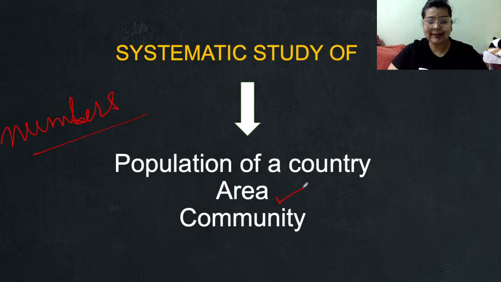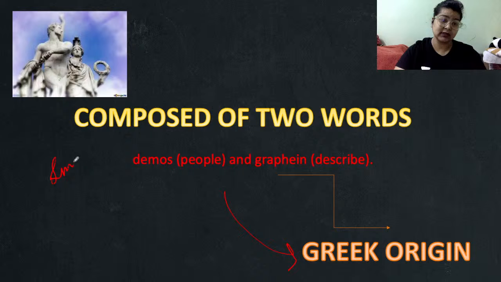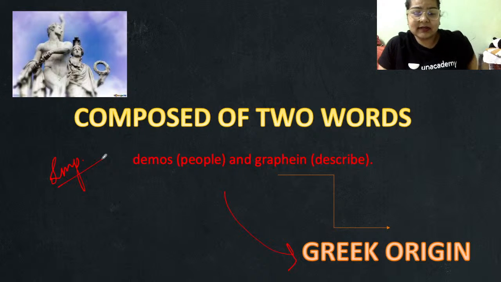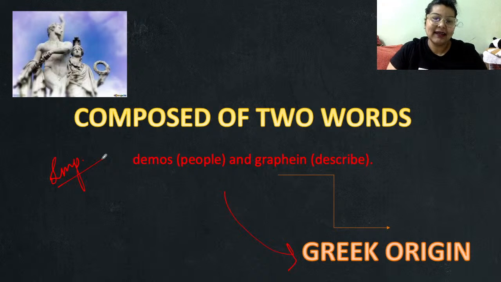Yes. So coming back, the systematic study of population of a country, area, community. This is basically composed of two words, demos, that is people, and graphine, which means describe, which come from Greek origin, and this was also there in your sample paper. So it is very important for you to know the meaning and what the words are, and where they are derived from. As I told you, it has even come in the sample paper which has been released by the CBSE, and we are going to practice the sample papers also in the month of November.